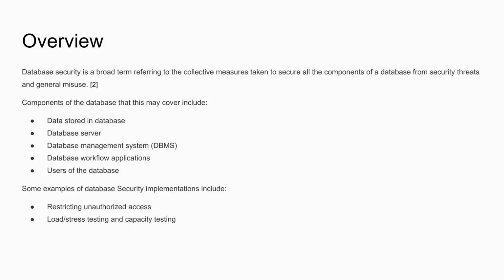With this wide view in mind, let's take a look at some simple examples of security implementations for a database. One way would be restricting unauthorized access to the database. You restrict, and you have less of a security threat. There's also load/stress testing and capacity testing. This has to do with the physical implementation of the database, and you want to be sure that a database can handle an influx of users, whether this be a natural influx, such as a high peak time on any given day, or an unnatural influx, such as a DOS attack.